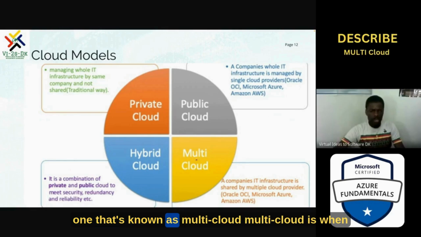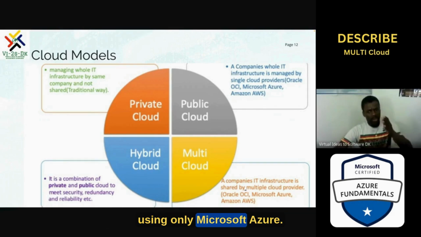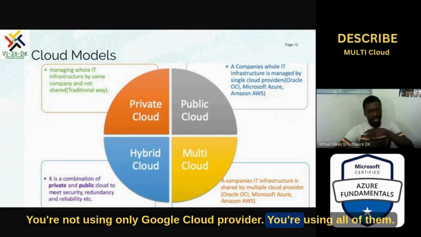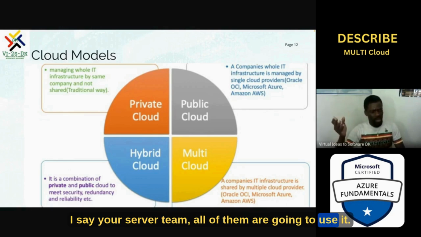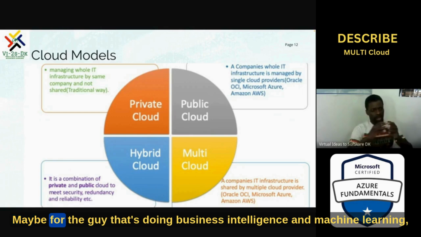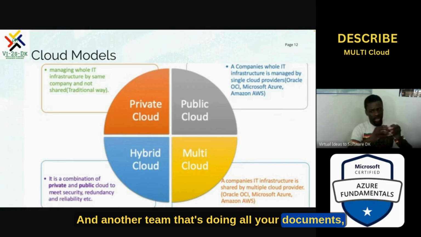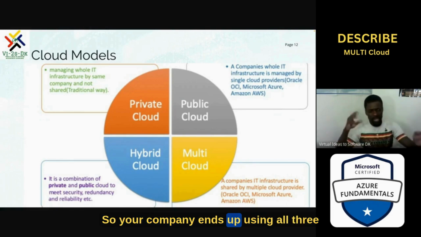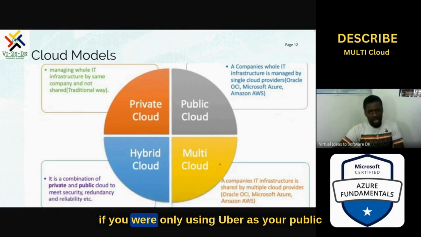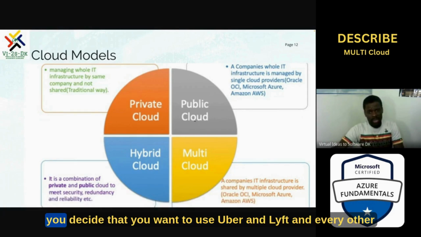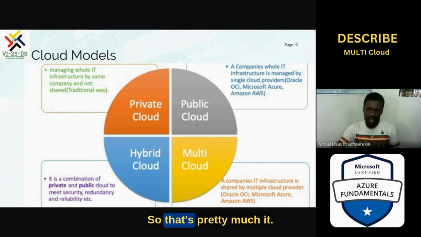But now there's another one that's known as multi-cloud. Multi-cloud is when you're not using only Amazon. You're not using only Microsoft Azure. You're not using only Google Cloud Provider. You're using all of them. Maybe your database, or should I say your server team, all of them are going to use it. Maybe for one team, you're using Amazon. Maybe for the guy that's doing business intelligence and machine learning, they want to use Google. And another team that's doing all your documents, they want to use Microsoft Azure. So your company ends up using all three cloud providers. That becomes multi-platform. So again, in this case, if you were only using Uber as your public transport, you decide that you want to use Uber and Lyft and every other agency out there, then it becomes multi. So that's pretty much it.